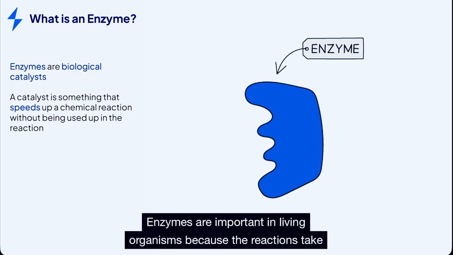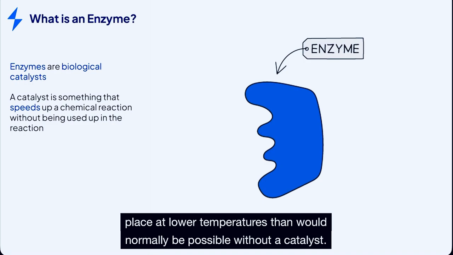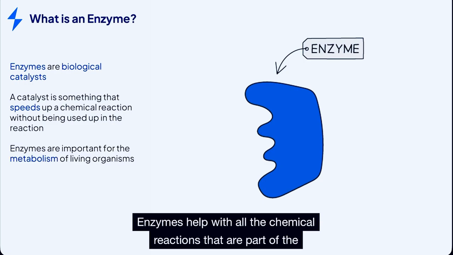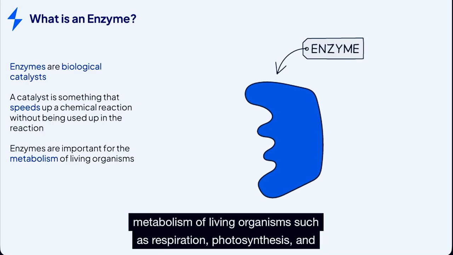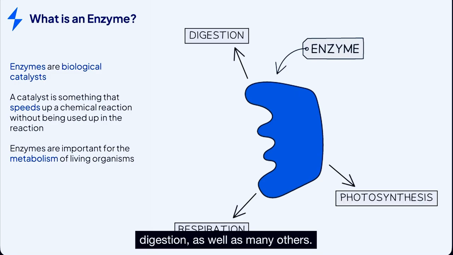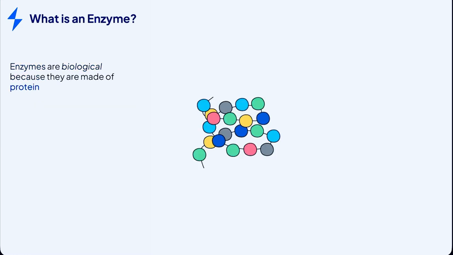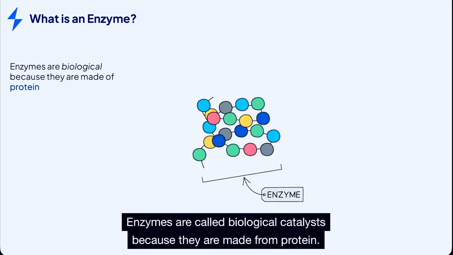Enzymes are important in living organisms because the reactions take place at lower temperatures than would normally be possible without a catalyst. Enzymes help with all the chemical reactions that are part of the metabolism of living organisms, such as respiration, photosynthesis, and digestion, as well as many others. Enzymes are called biological catalysts because they are made from protein.